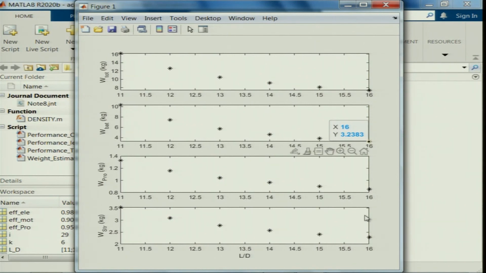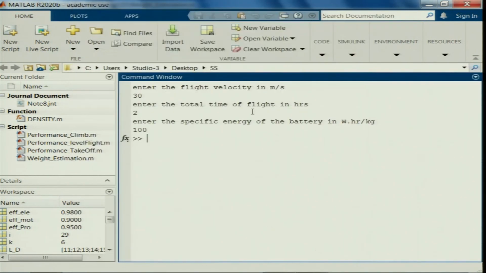So, see this helps us to understand the significance of L by D in the flight performance, right. As the performance increases with the L by D, you require less battery weight, less structural weight, and overall weight will also turn out to be comparatively less here, right. So, this is just an attempt to start with the weight estimation. You can say preliminary weight estimation, that you can start with this code, and then once you have the detailed weights, you can further complicate this algorithm.